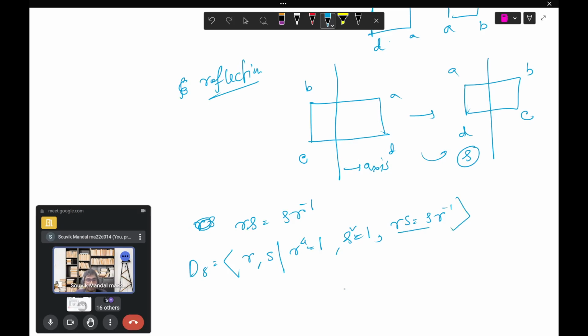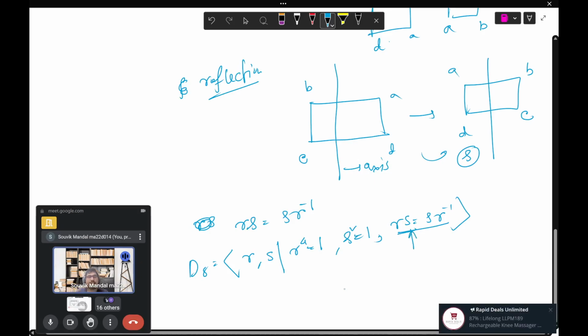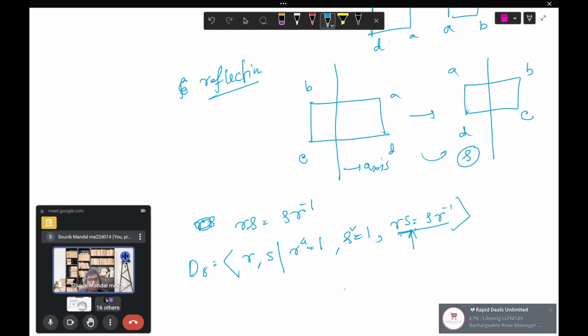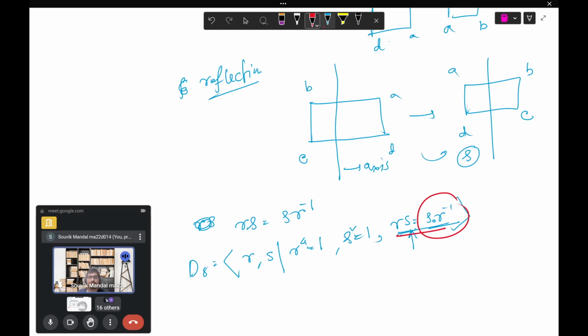Now how does it come? RS means first reflect and then rotate anti-clockwise 90 degrees, and SR inverse means first you rotate the square clockwise 90 degrees, then take the reflection. You can check it right now that it will give the same position. That's why we have the relation RS equals SR inverse. Do you understand the point?